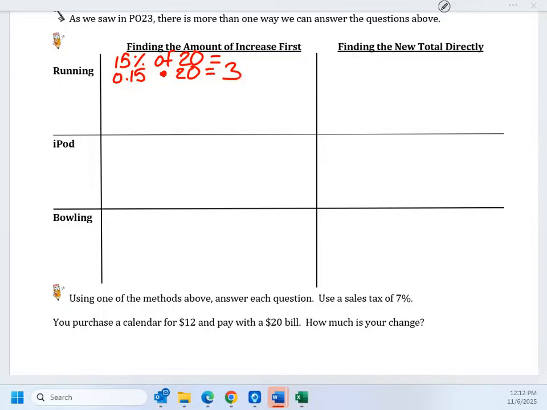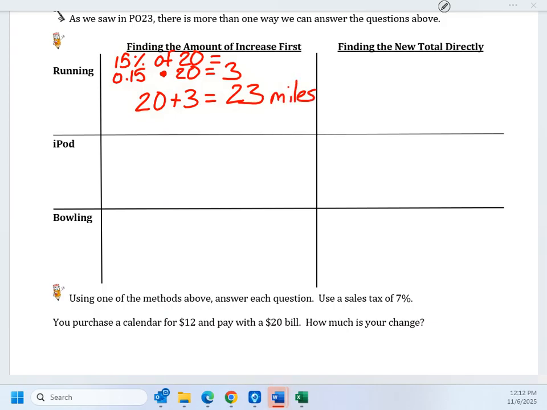Now comes our second step. This is the amount of increase. So we're increasing it by 15%, which means we're increasing it by 3, because 15% is 3. So we go to our 20 and we add 3 to it. So we want to run 23 miles.